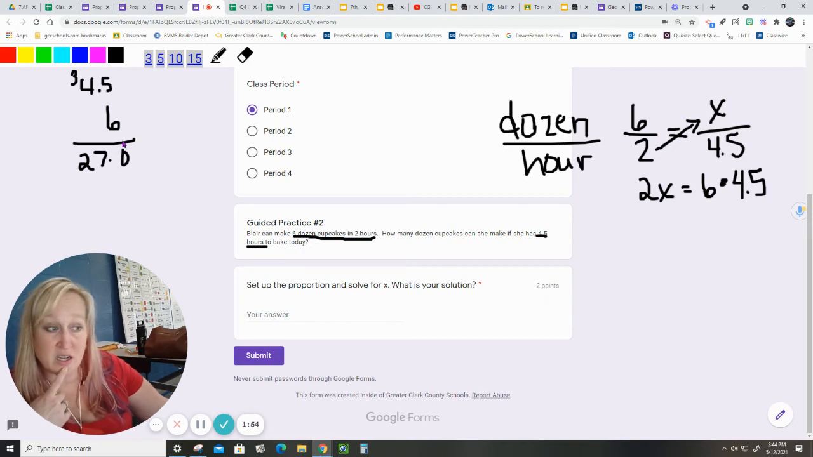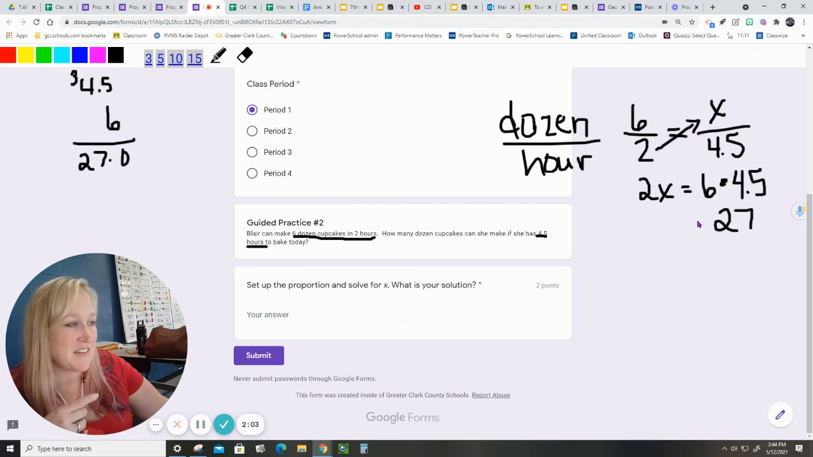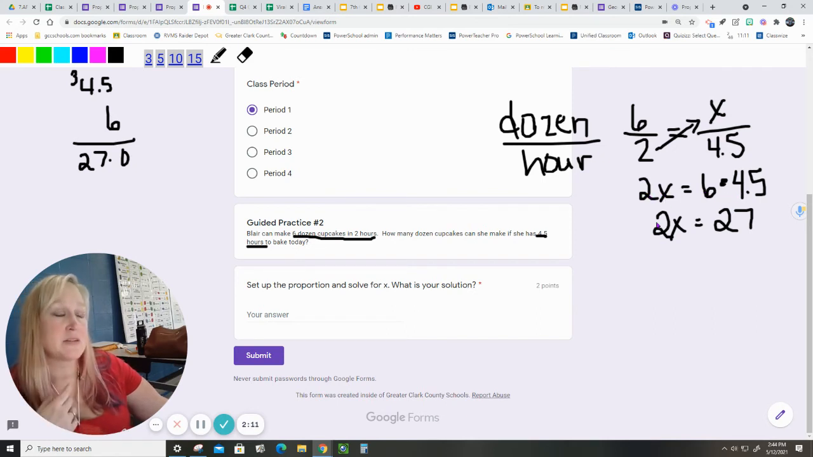That sounds like a lot of cupcakes. I question this. Oh, because I still have to divide it by 2. So 27 equals, sorry for that, 2x. But you'll notice I was doing this problem and I was forgetting about the 2x. So now I have 2x equals 27.